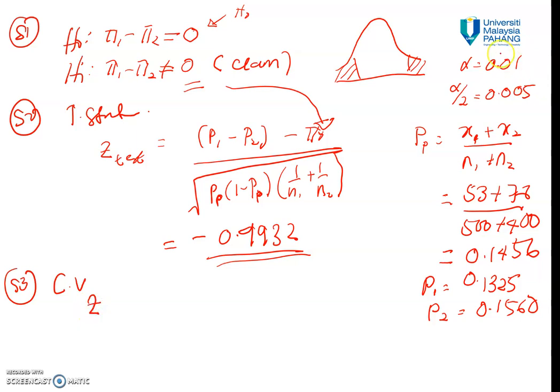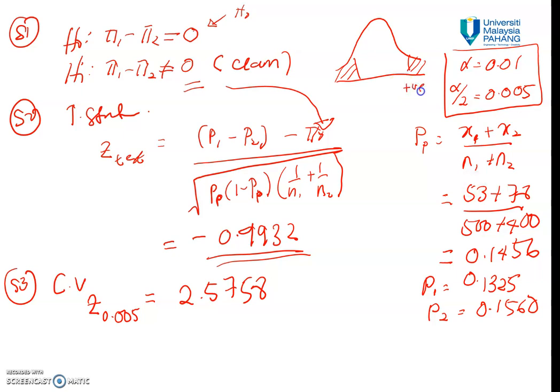Alright, so what is your alpha? This is your alpha. Because you have 2 tails, your alpha should be divided by 2. So here will be 0.005. If you look at the table, you get 2.5758. So here, is it positive or is it negative? Because you have two-sided, two tail, you have both, plus minus.